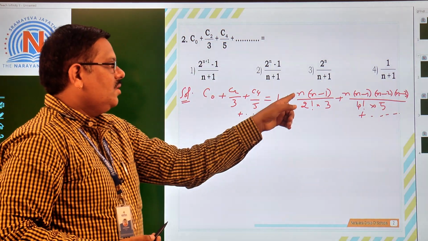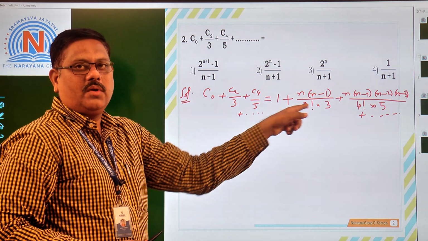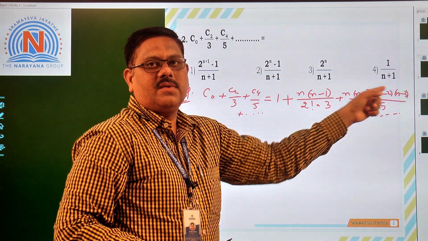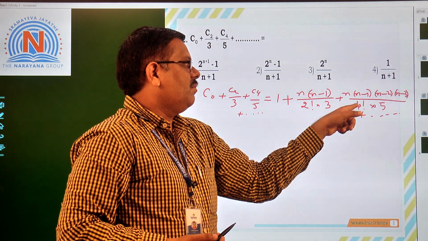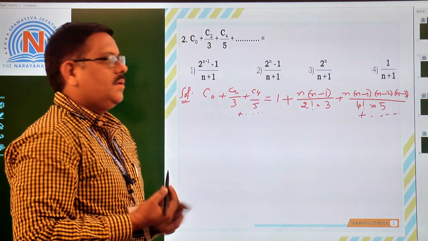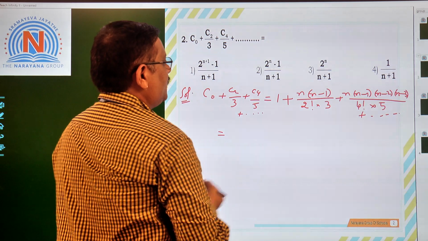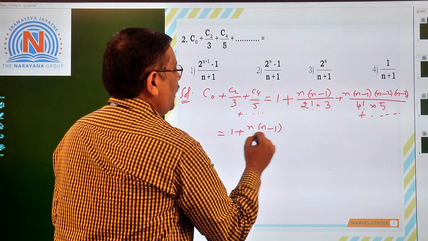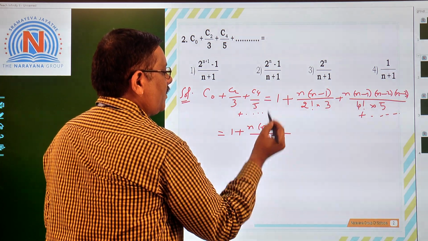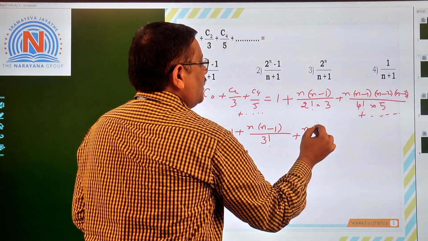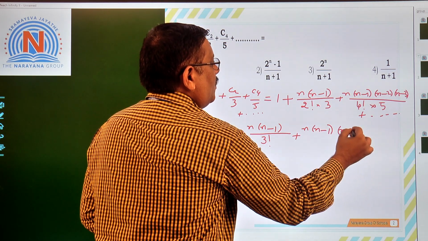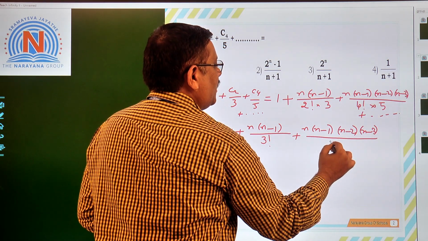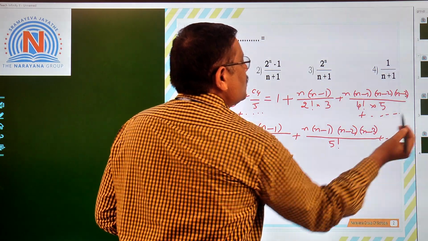If it is NC2, two terms will come, n and n minus 1 by 2 factorial into 3. If it is NC4, n into n minus 1 into n minus 2 into n minus 3, 4 factors will come successively, so 4 factorial times of 5 plus so on. If you simplify further, that is going to be 1 plus n into n minus 1 by 2 factorial into 3 becomes 3 factorial, plus n into n minus 1 into n minus 2 into n minus 3 by 4 factorial into 5, that is nothing but 5 factorial, plus so on.